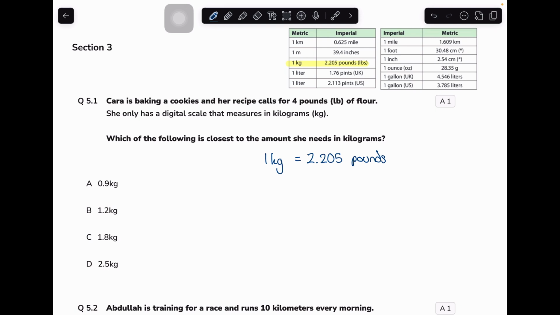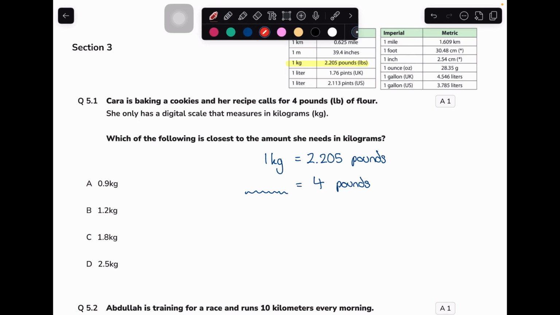Okay, so I want to know what this side will be, and I know that this side is 4 pounds. Okay, so I'm going to divide 4 by 2.205. Okay, and that gives me a conversion of multiplying by 1.81. I need to do the same on the other side.